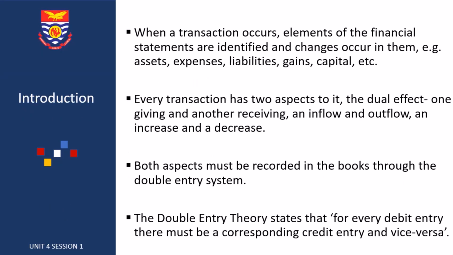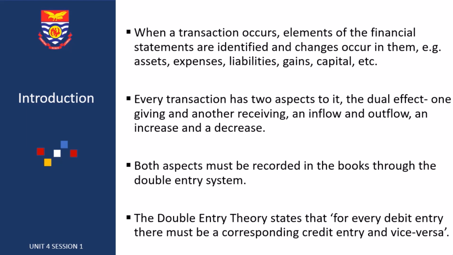When a transaction occurs, elements of the financial statement are identified and changes occur in them. For example, assets, expenses, liabilities, gains, and capital. Every transaction has two aspects to it: the dual effect, one giving and another receiving, an inflow and outflow, an increase and a decrease. Both aspects must be recorded in the books through the double entry system.